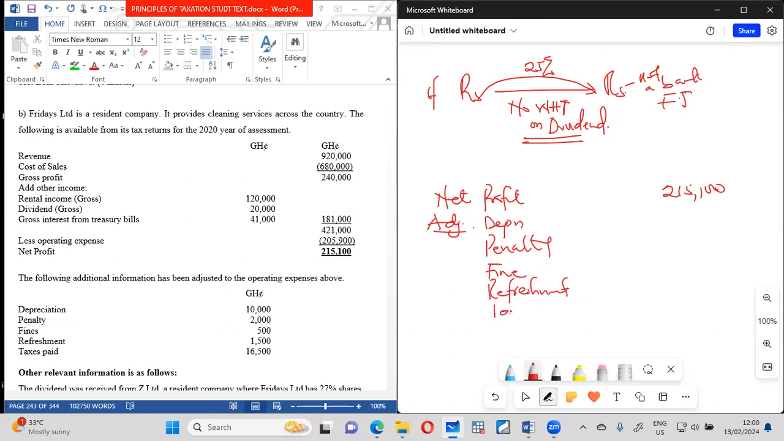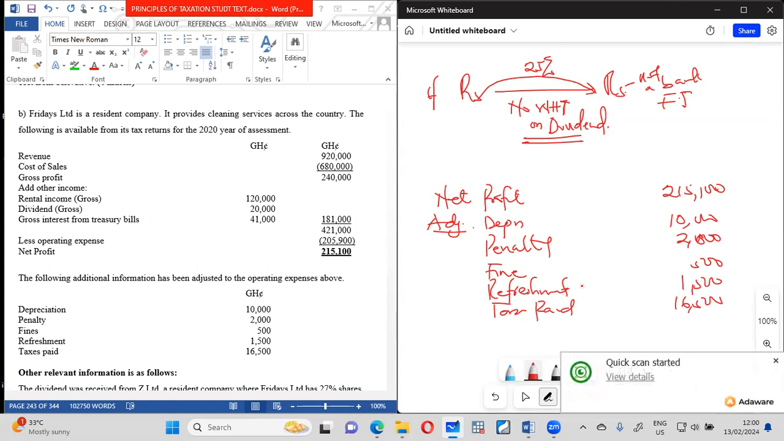We will add back tax paid. Tax paid is not an expense. It will just be deducted from the tax payable. So it's not an expense. So here we are adding back 10K. We are adding back 2,000. We are adding back 500. We are adding back 1,005. We are adding back 16,500. So make sure you add all those things back. All right, so that is that.